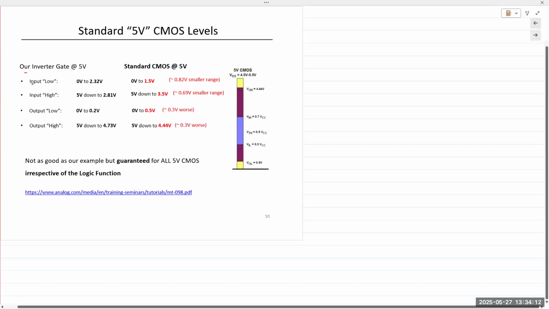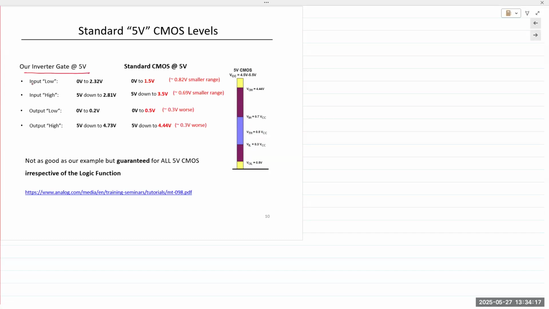So in the CD4007, low input is considered 2.32 volts and below, and high input is considered 2.81 volts and above. Standard CMOS circuitry is a little bit tighter. So 0 to 1.5 volts is considered ground or logic 0, and 3.5 volts and above is considered to be logic high. Now, why is this important?